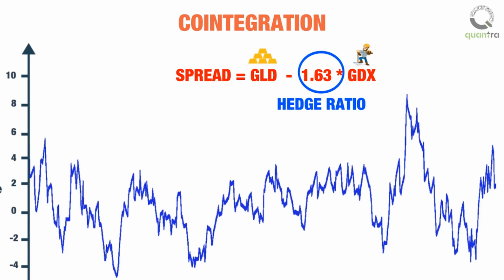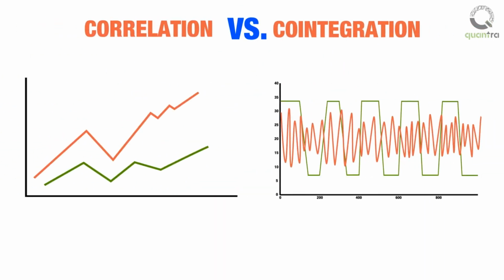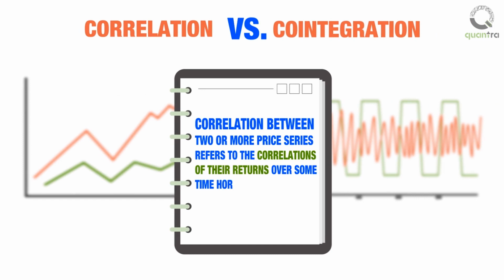Before we move on to the next unit, let us understand the difference between correlation and cointegration. Correlation between two or more price series refers to the correlations of their returns over some time horizon, such as daily, hourly, weekly or monthly.